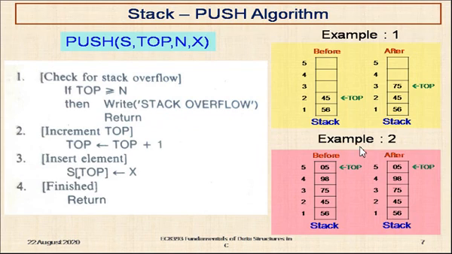So let us take another example, a typical example, where we keep the stack full and see what is happening. In the second example, I am assuming the stack is full. All the 5 locations have been filled up. And the pointer top is pointing to the top of the stack. Now you check if top is greater than or equal to n. So top is 5, n is also 5. So the condition is satisfied. That means the stack is full.